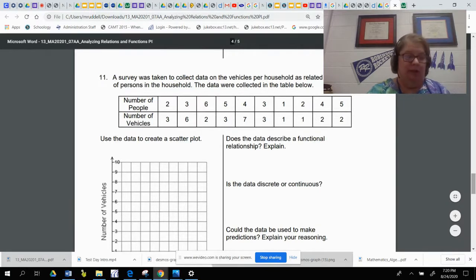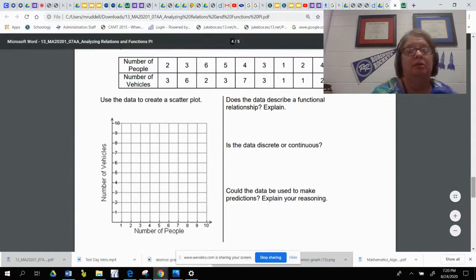Okay, so let's look at our scatter plot. So 2 people, 3 vehicles.